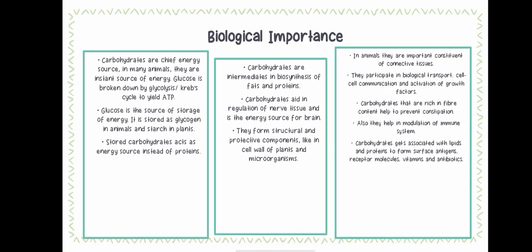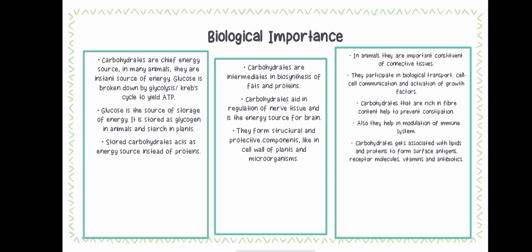So, biological importance. Carbohydrates are the chief energy source. In many animals, they are an instant source of energy. Glucose is broken down by glycolysis or the Krebs cycle to yield ATP. Glucose is the source of storage of energy. It is stored as glycogen in animals and starch in plants. Stored carbohydrate acts as an energy source instead of proteins. Carbohydrates are intermediates in biosynthesis of fats and proteins. And it is an aid in regulation of nerve tissue and is the energy source for the brain.